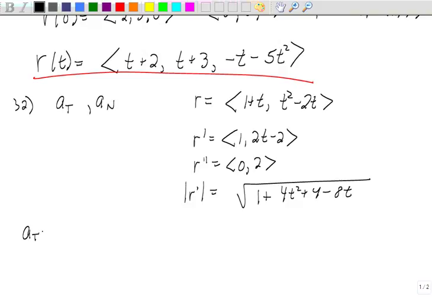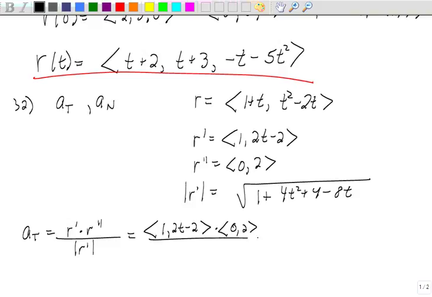So remember, a sub T is, okay, so remember that a sub T is r prime dotted with r double prime over the magnitude of r prime. So we have 1, 2t minus 2 dotted with 0, 2. And that's going to be 4t minus 1 over the square root of 4t squared minus 8t plus 5.